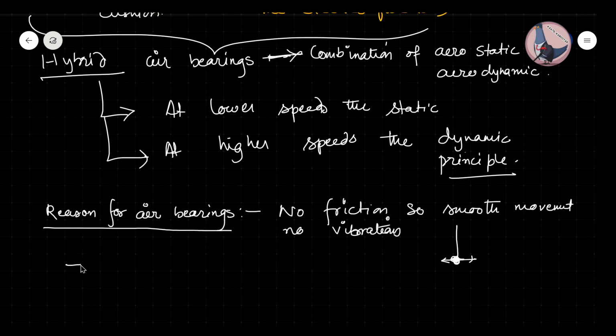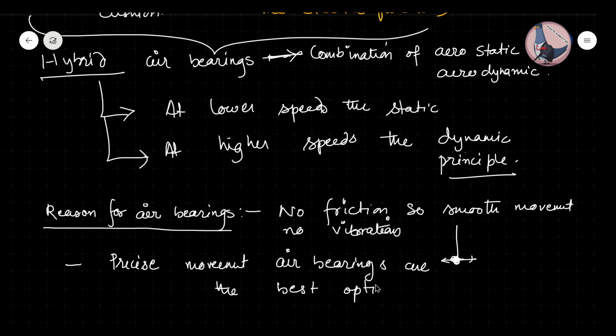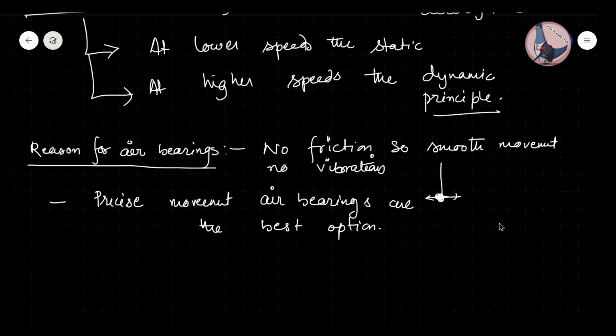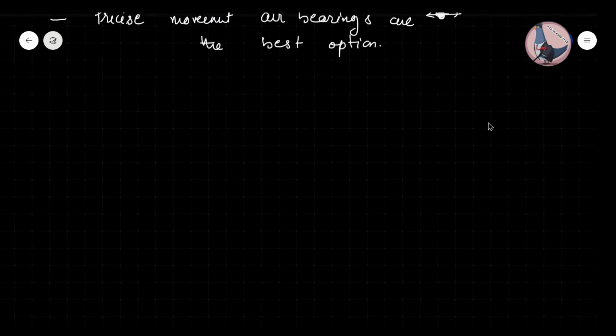Second thing, the movement is very quick. Whenever you need any precise movement, air bearings are the best option. These are the two major reasons for it. And then there is no wear and tear, and repeatability is good. Those things you can always add to it. So that is the logic of why we use air bearings in it.